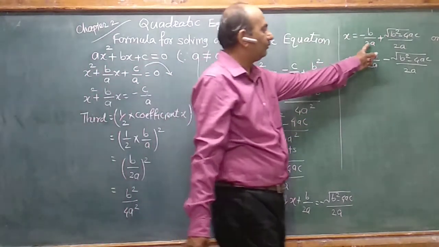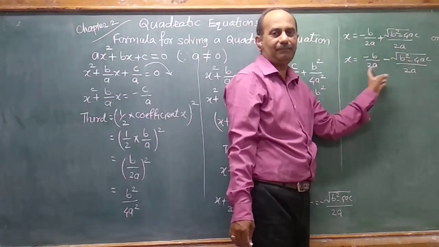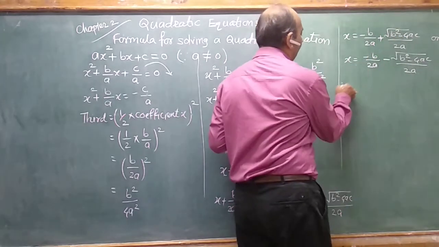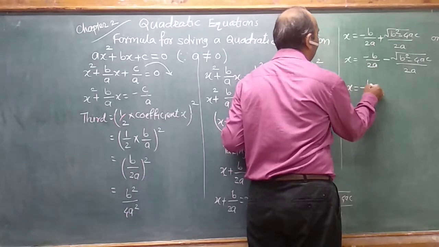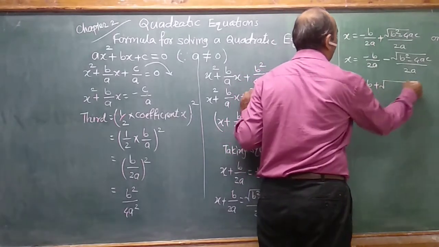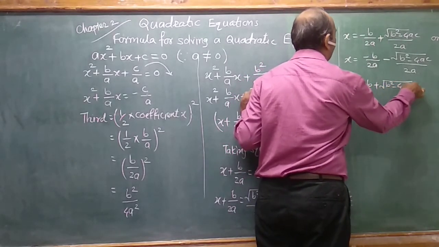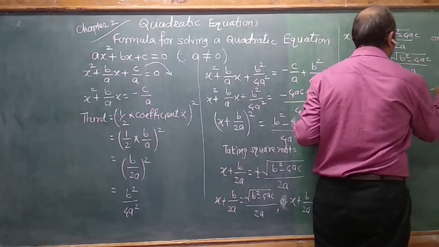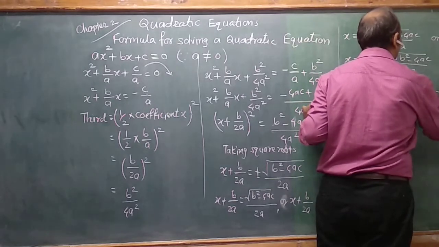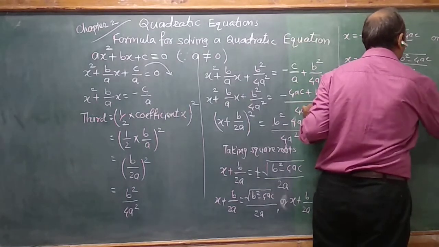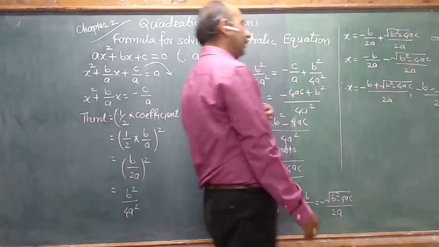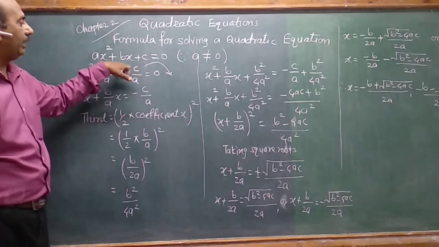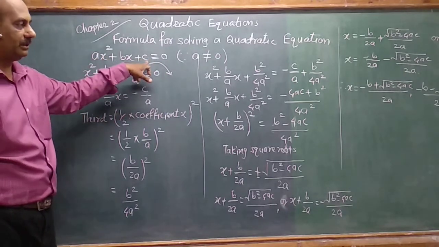So if we just look at this one, their denominators are the same, therefore we add the numerator to the numerator. Therefore x is equal to minus b plus square root of b square minus 4ac upon 2a, or minus b minus square root of b square minus 4ac upon 2a. So these are the factors of this quadratic equation, which is a standard form of quadratic equation.